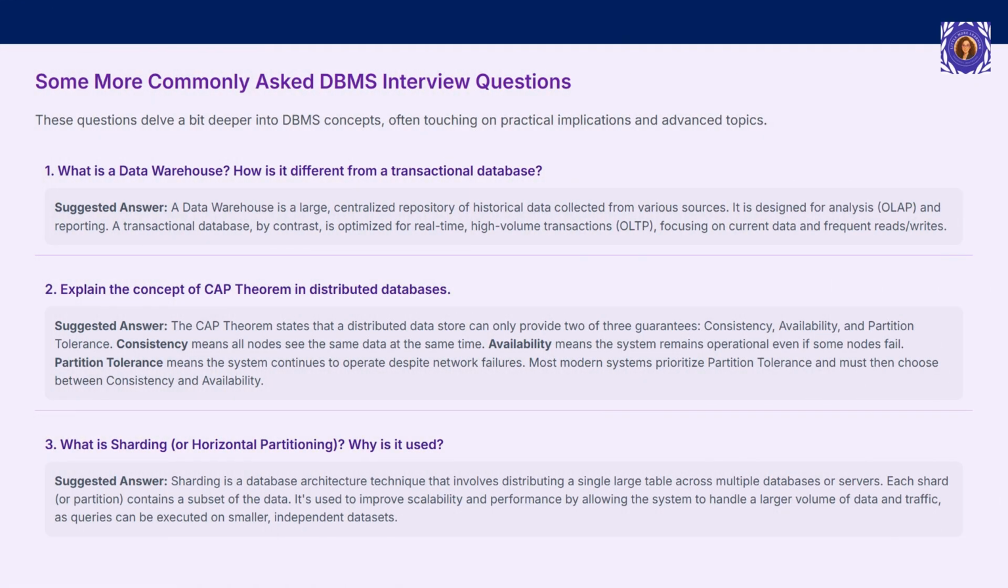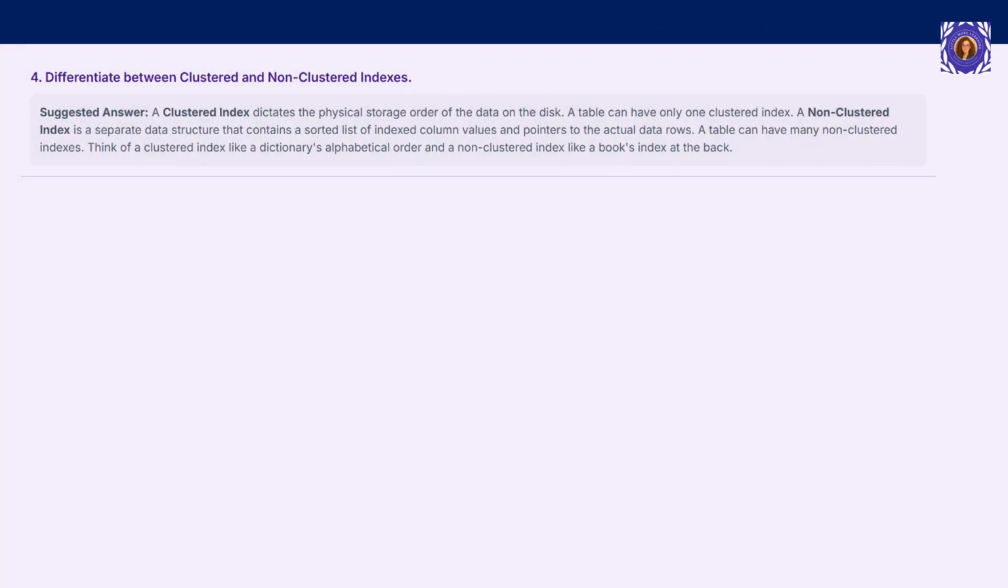Sharding, or horizontal partitioning, is a technique to distribute large datasets across multiple databases or servers to improve scalability and performance. Differentiate between clustered and non-clustered indexes. A clustered index defines the physical storage order of a table's data, so you can only have one. A non-clustered index is a separate data structure that contains pointers to the data and allows for multiple indexes per table.